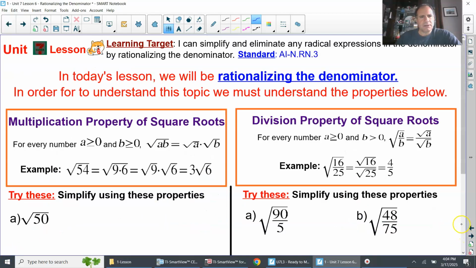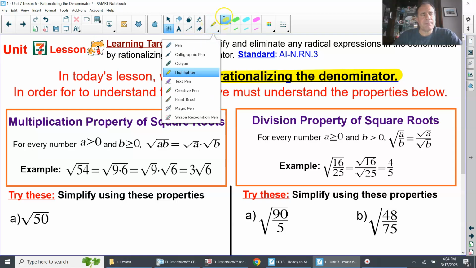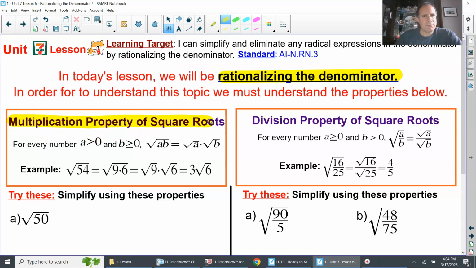Okay. So in today's lesson, we'll be rationalizing the denominator. In order to understand this topic, we must understand the properties below. So we're going to rationalize the denominator. Remember, that is the bottom number of a fraction. So the multiplication property of square roots says that if you have the square root of 54, we could split it up into a perfect square and a non-perfect square. So the perfect square would be 9, and the non-perfect square would be 6. The square root of 9 is 3. The square root of 6 would be your final answer.